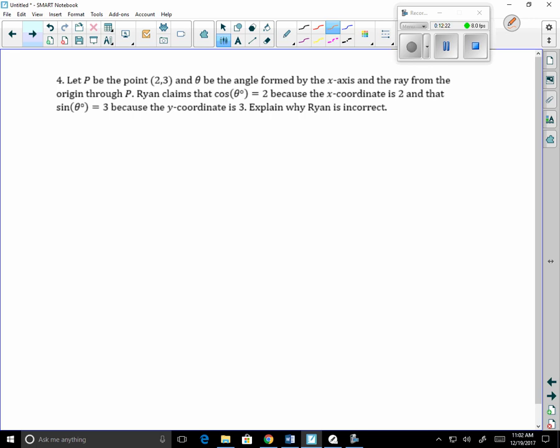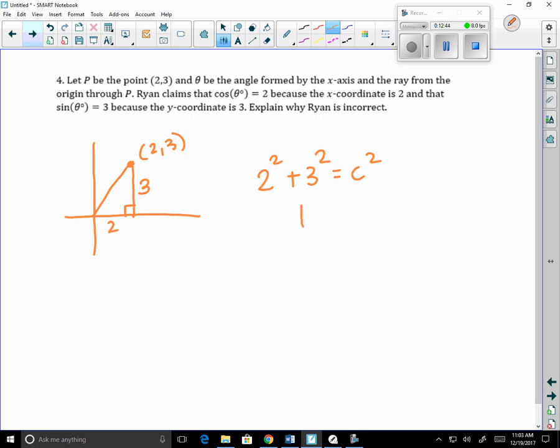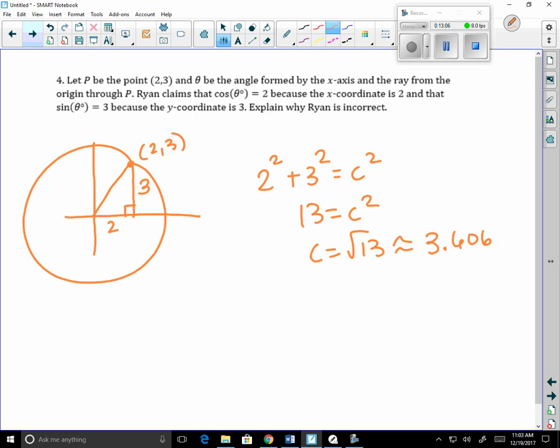So let's see. (2, 3) is in quadrant 1, so that makes it kind of nice and easy. So here's my point (2, 3). If this is on the unit circle, the hypotenuse of this triangle should be 1. Well, if I do 2 squared plus 3 squared equals c squared, I'm going to wind up getting 13 equals c squared, or c equals the square root of 13, which is approximately 3.606. So because the hypotenuse, or the radius of this circle that this triangle is created by, is not 1, I know this is not on the unit circle. So we can say point P is not on the unit circle.